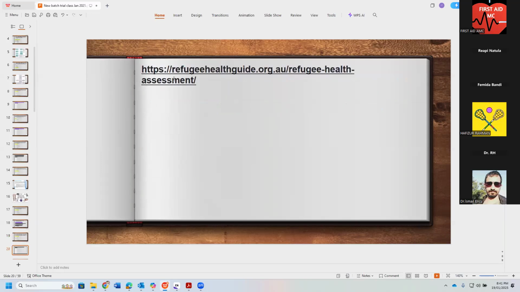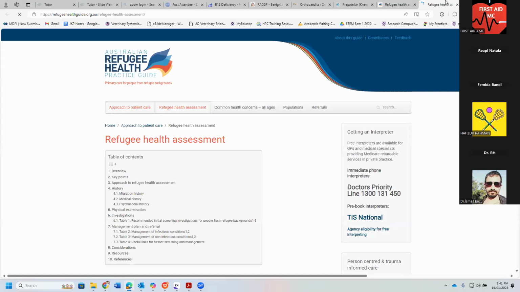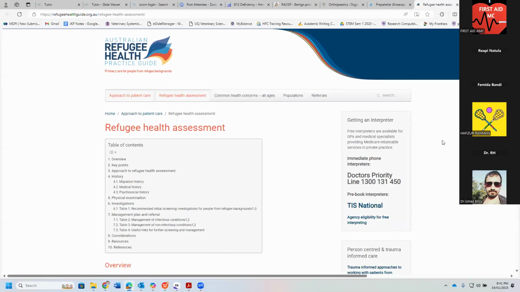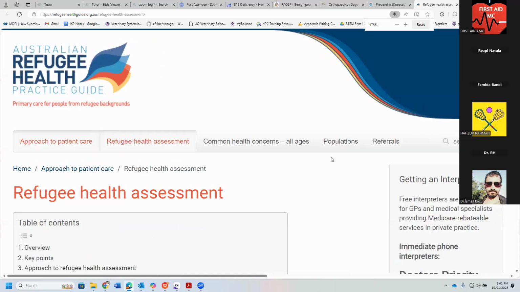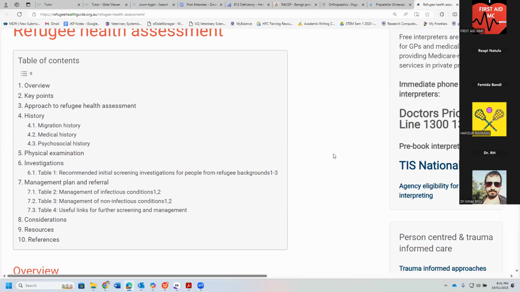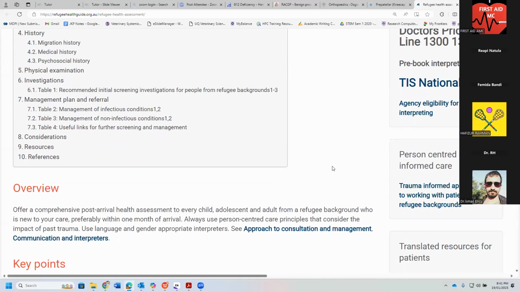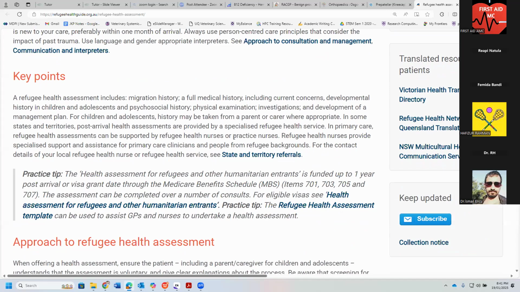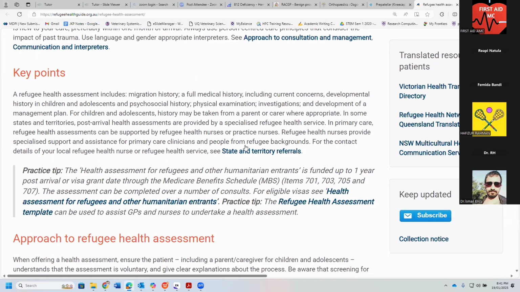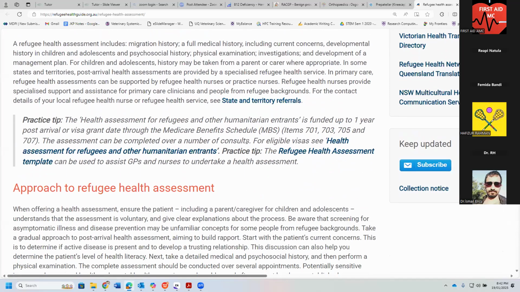You guys can find refugee health screening from this particular link. I haven't found anything in the JM regarding refugee health screening, so it's a good one that you can use. It's the Australian Refugee Health Practice Guideline. Let me just increase the size so it's easier for you guys. They have given a table of contents that you can go through. But the key point is that we need to make sure we are not missing major diseases, mental and physical, in them. And make sure they don't have an infectious disease that can spread in the community if left untreated.